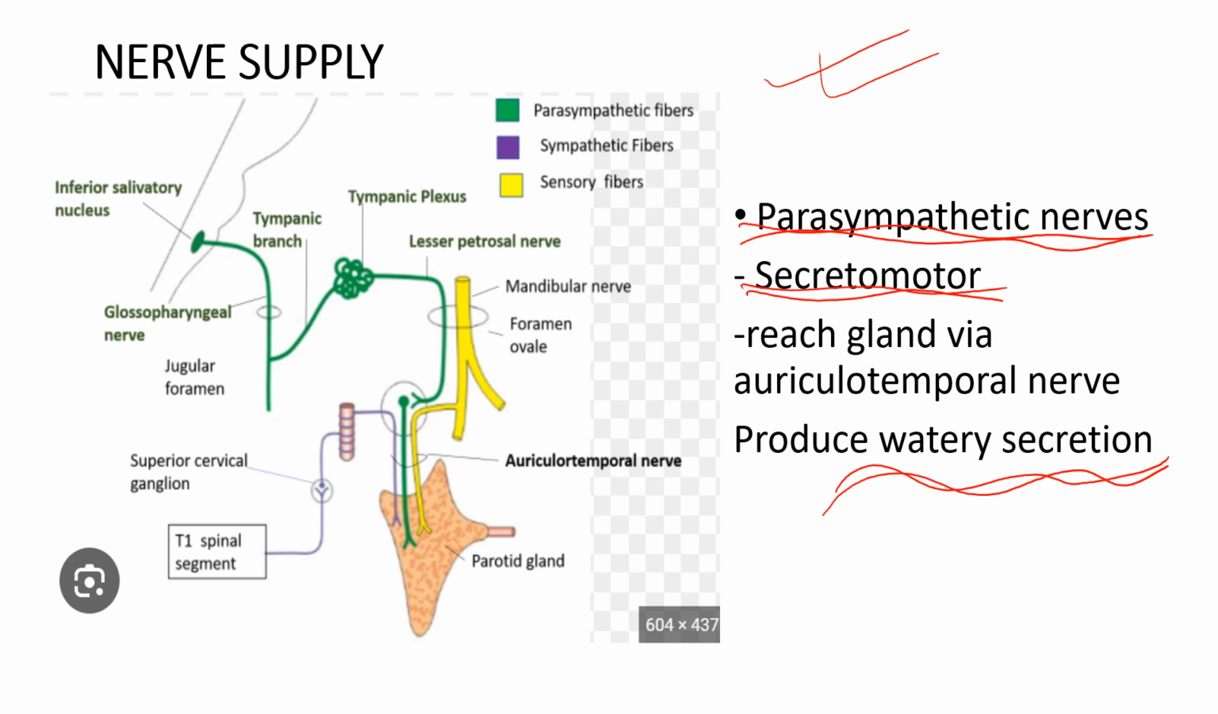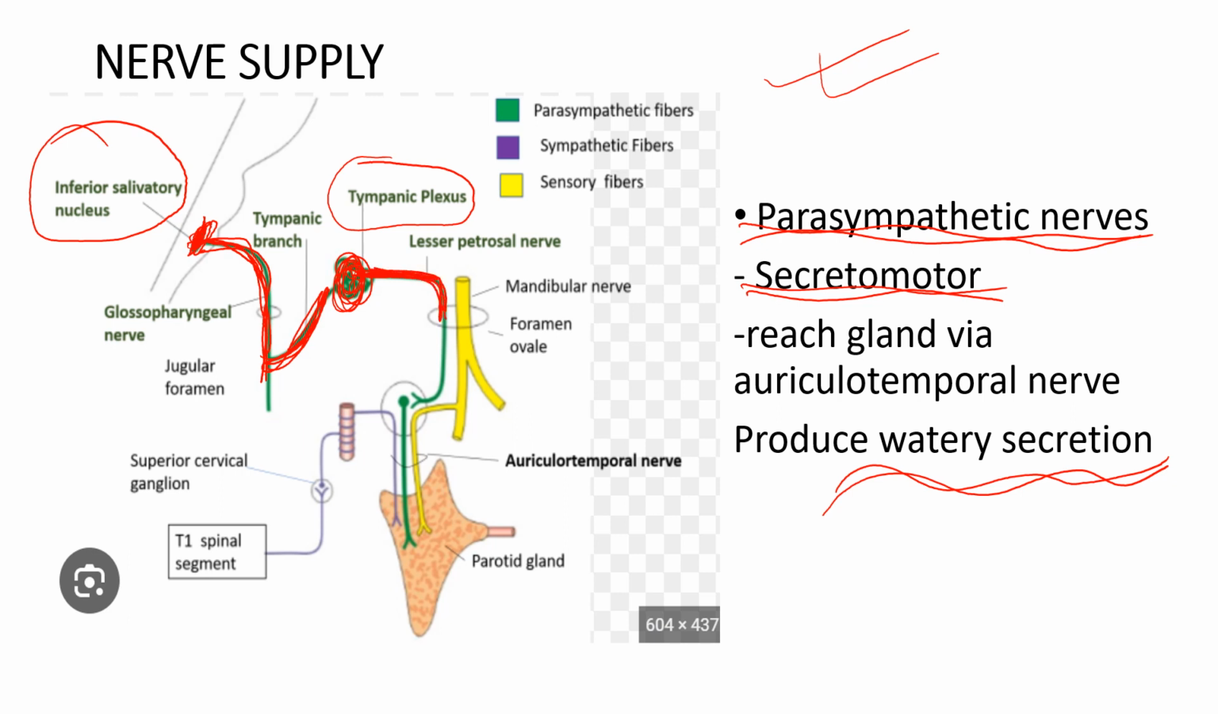Let us trace the pathway. Now you are seeing the inferior salivary nucleus here. So that is the inferior salivary nucleus. Our parasympathetic fibers will come out along with the glossopharyngeal nerve. Then they will pass along with the tympanic branch of glossopharyngeal nerve. In the middle ear, they form a plexus that is known as tympanic plexus. From this tympanic plexus emerges a root or nerve that is known as lesser petrosal nerve.